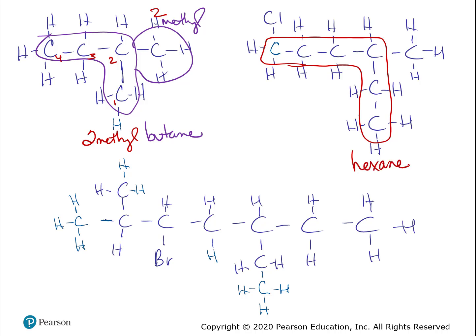hexane. All right, so 1 is methane, 2 is ethane, 3 is propane, 4 is butane. But then it goes pentane, hexane, heptane, octane, nonane, decane, which are all based on geometric shapes.